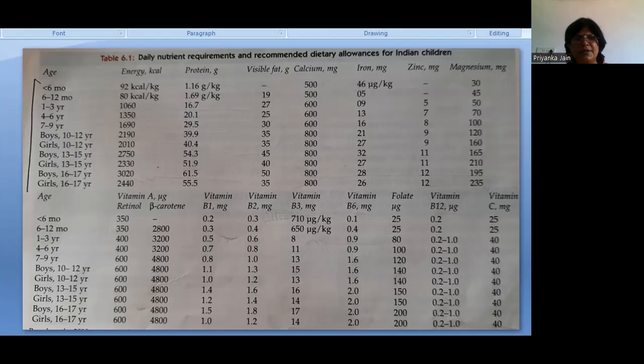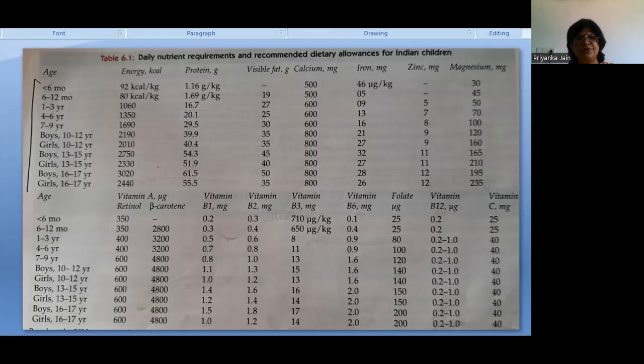6 to 12 months: the same 350 is vitamin A, and vitamin B1 0.3, B2 0.4 mg, vitamin B3 650 microgram per kg, B6 is 0.4, folate is 25 microgram, vitamin B12 is 0.2 microgram, and vitamin C is 25 mg.